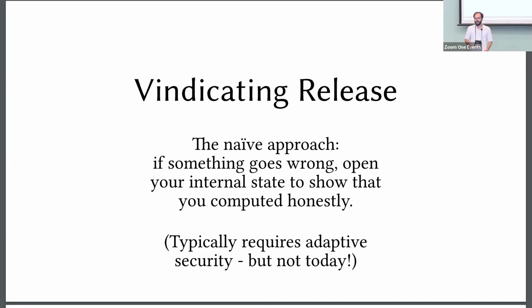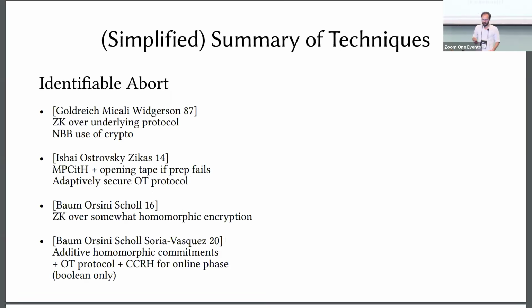This is a descriptor that we came up with for the naive approach. The first thing that you want to do when you first hear about identifiable abort is, if somebody cheats and the protocol aborts, the obvious thing to do is just have everybody somehow open their random state to prove that they did their computations correctly. This is a really simple idea to come up with, but it does run into some problems pretty quickly when you try to do it. First of all, it typically requires you to have adaptive security for whatever protocol you're using. And second of all, it probably requires you to release everybody's inputs, which is a problem if they are secret.